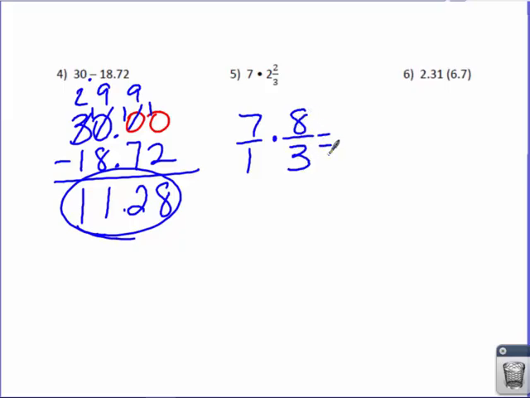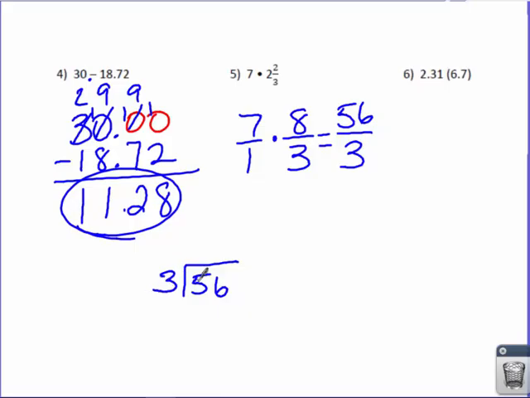And this one I look for ways to simplify, but I don't have a number on top and a number on bottom that can simplify, so I just multiply across. 7 times 8 is 56. 1 times 3 is 3. And now we divide. So this is one of those where you may actually need to go to the side and do 56 divided by 3 and do your top in, bottom out.